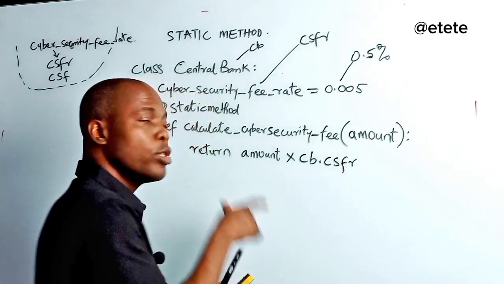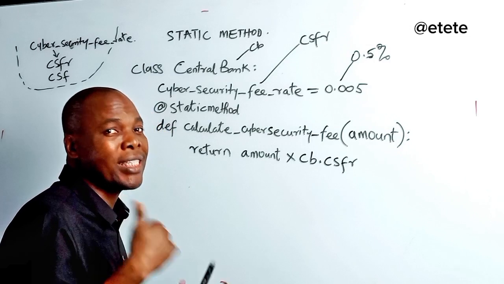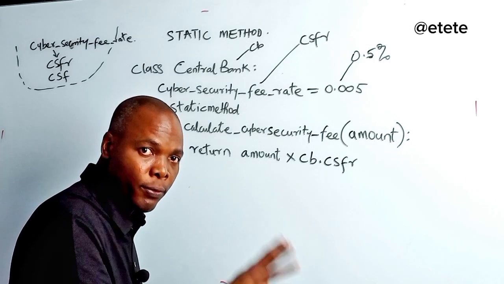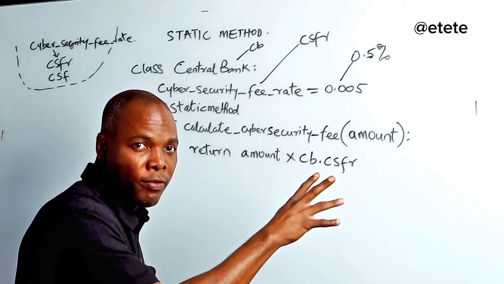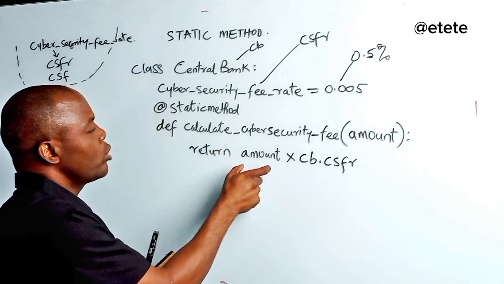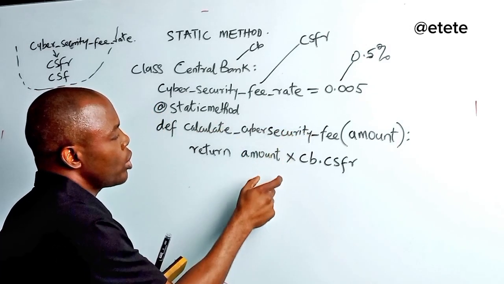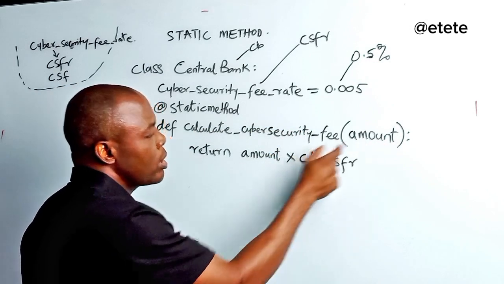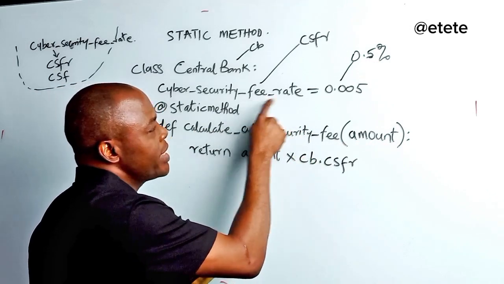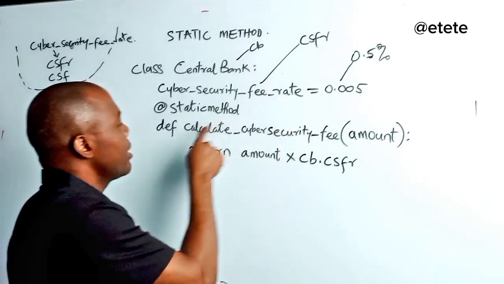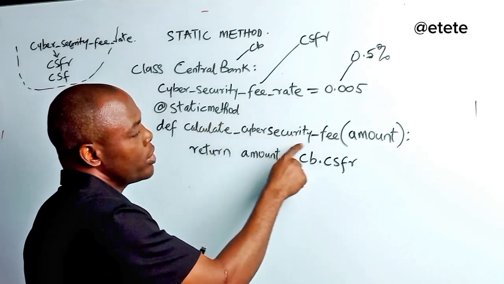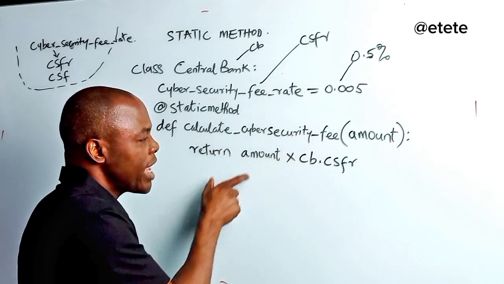CSFR. You won't do this in the normal program. When I'm writing it in PyCharm, I'll write everything in full for you to see. Just for the sake of the board, that's why I'm doing this. So now I'm going to return amount, which is this amount, multiplied by this cybersecurity fee rate. That is what calculates the cybersecurity fee. That method, that's what it's going to do.